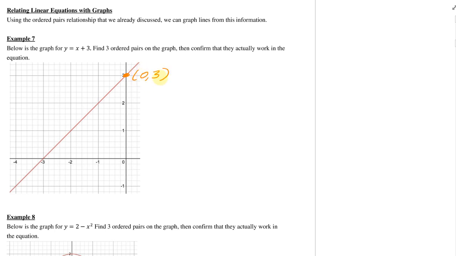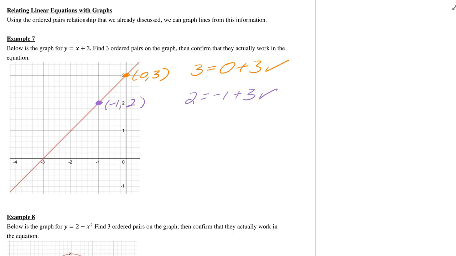Okay, so what I want to do is take a second to see if this will actually work. So if I plug in the point here, this would be 3 equals 0 plus 3. Yeah, that definitely works, right? Okay, so that's the first one. Now let's do another one. Let's see, how about down here? We'll just continue on because I can easily read this point. So this is the point (-1, 2). Let's see if this actually works. So this would tell me that 2 equals -1 plus 3. Is that true? Yep, definitely true, right?